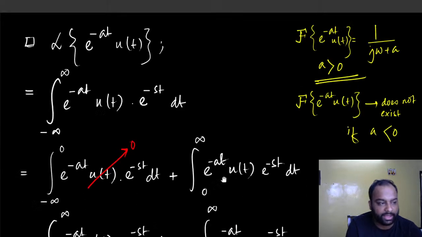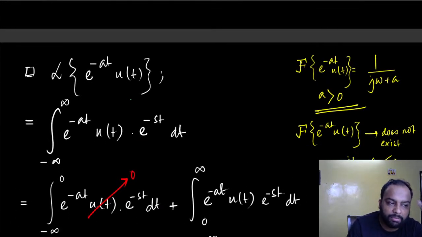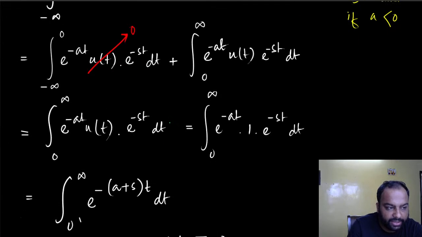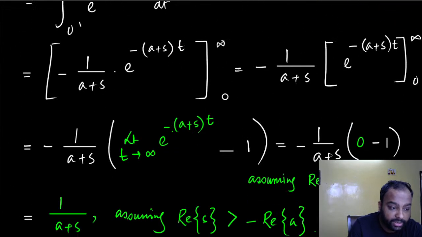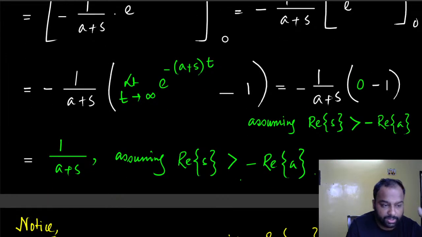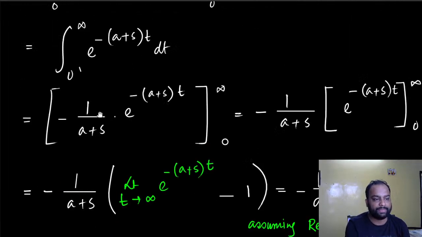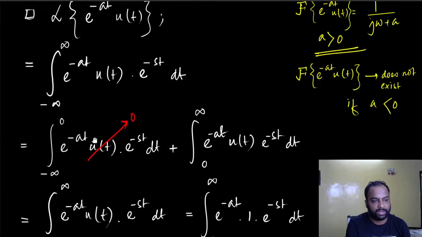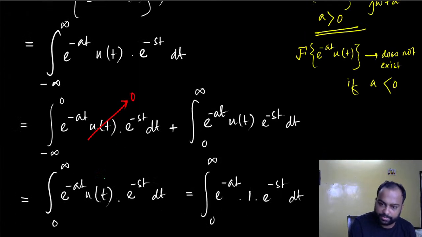So again, the same thing: the Laplace transform of e to the power minus at into ut is 1 by A plus S, but under this condition. If this condition is somehow violated, then we won't have the Laplace transform converge, right? Okay, got it?